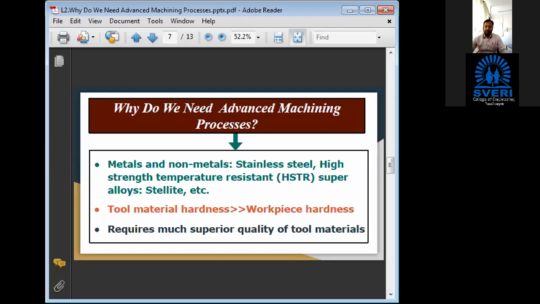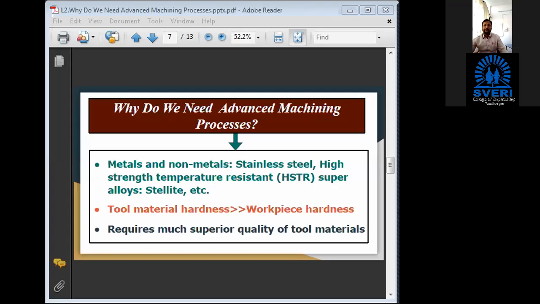So the solution for such a problem is that you have to go for advanced machine tools to cut such metals, like stainless steel or high strength temperature resistant alloys. If the workpiece hardness is near that of the tool metal and you want to cut such metals, then you have only one solution: you need to go for the advanced machining process. So this is the fourth reason why we need an advanced machining process.